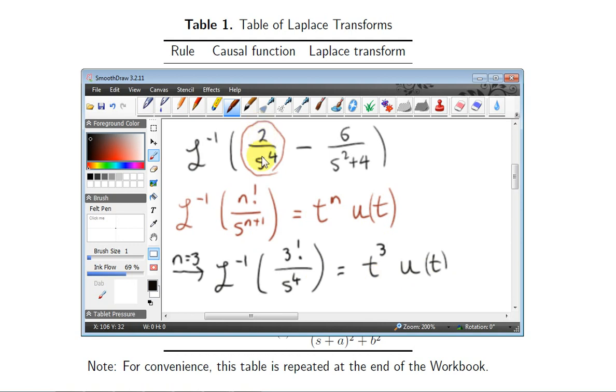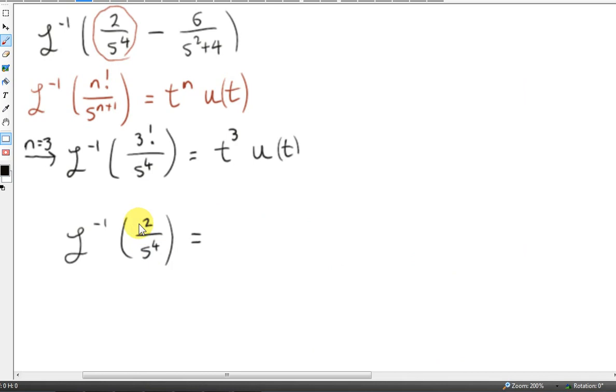So how do we get inverse transform of 2 over s to the power of 4? Well, that's where the linearity property can be used. So we can take out the 2, and we can adjust things so that we can put a 3 factorial up here, but then we have to compensate by dividing by 3 factorial. So I'll change this 1 into a 3 factorial, and I'll divide by 3 factorial. So these cancel each other out, and we're back to 2 over s to the power of 4.